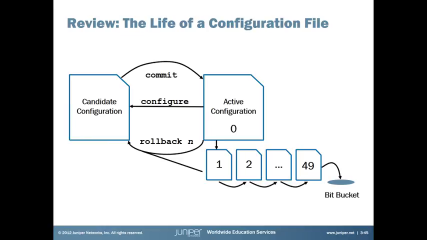All right, so a review of the configuration file: once you go into configure, the active becomes the candidate, you make changes to the candidate, you commit it, the candidate becomes the active, and the current active becomes rollback 1. Rollback 1 becomes rollback 2, rollback 2 becomes rollback 3, and so on, right down to 49.